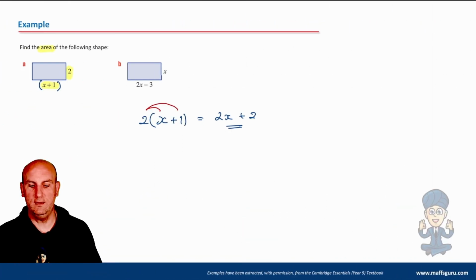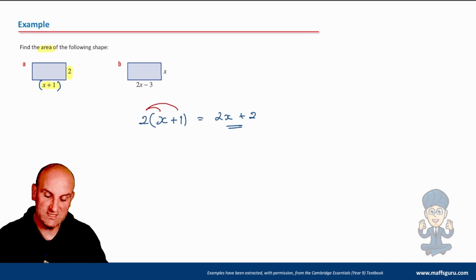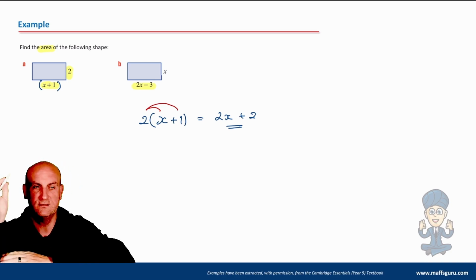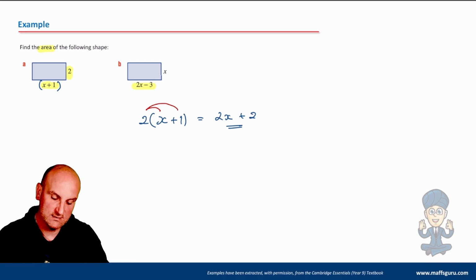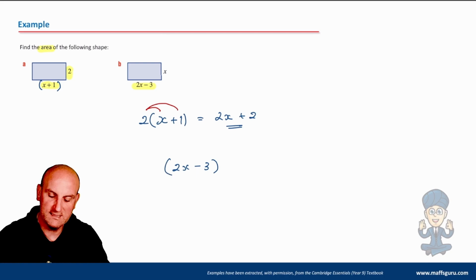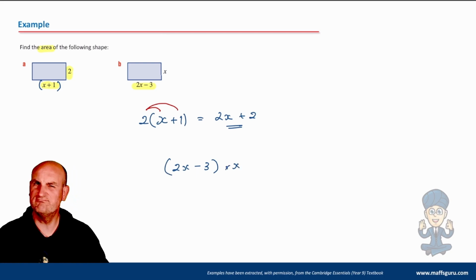What about the next one? It's exactly the same, isn't it? We've just changed the numbers. So our area is that, which is 2x minus 3, times that, which is x. So I'm now going to do, let's delete that for a moment. Let's do my pen. I'm going to do 2x minus 3, we're going to put it in brackets, times by x. We can move that times by x to the front.